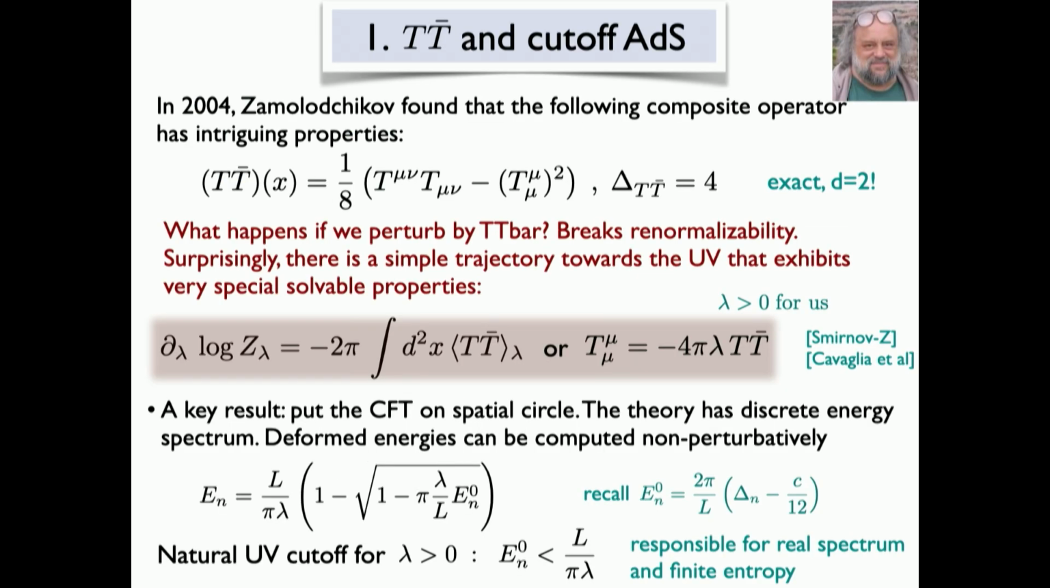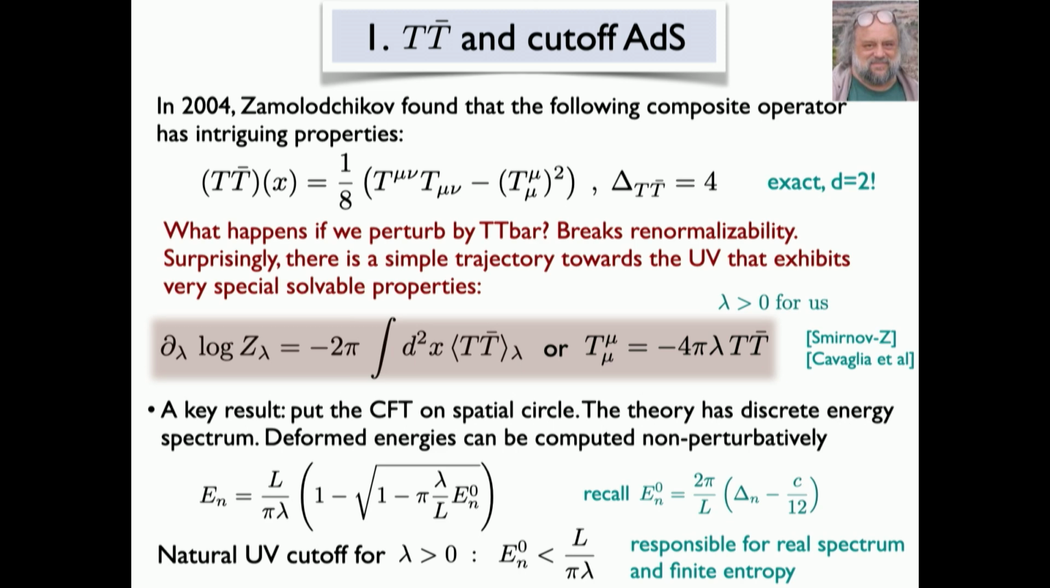So more than 20 years ago, Smirnov and Zamolodchikov discovered that in 1+1 dimensions, this so-called TTbar operator, which is a quadratic combination of T_{μν}, has very special properties. In particular, it has exact dimension equal to 4. Okay? And many, many years after that, it was asked what happens if we try to perturb, say, one of our CFTs by TTbar. Now, in principle, we would think that we lose everything because this is an irrelevant operator, so it would break renormalizability. But surprisingly, it was realized that it's possible to define a simple trajectory towards the UV, so against the RG in some sense, that exhibits very special properties.